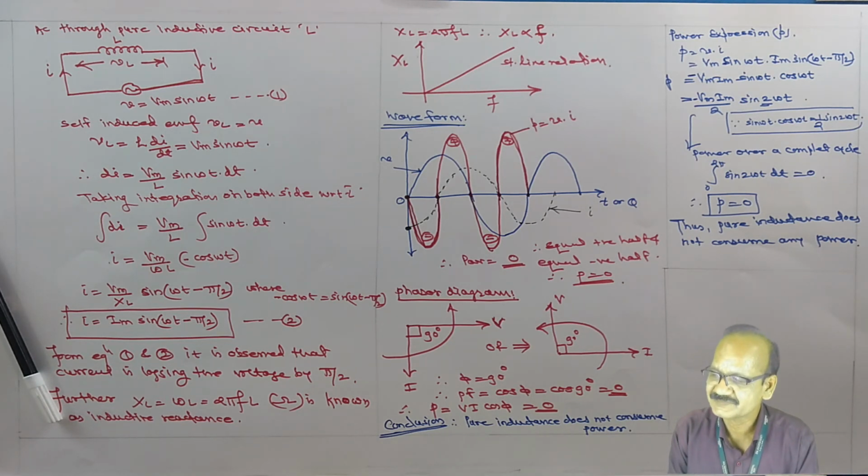We have also obtained the expression for power, that is P equal to 0, and the power waveform has double the frequency of the voltage and current.